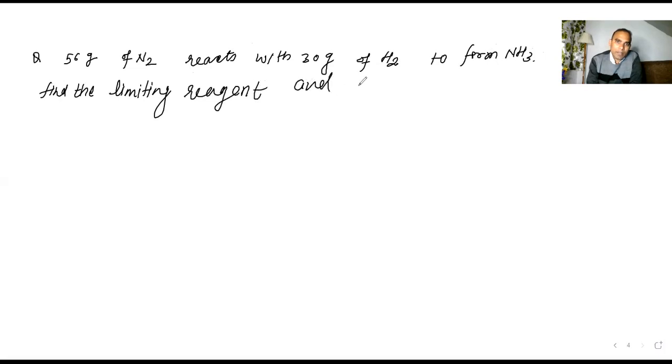And also calculate the moles and amount of NH3 formed.